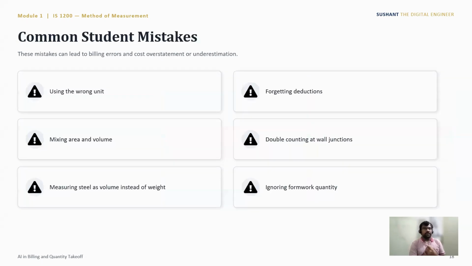Then common student mistakes. What mistakes do students make? Generally, they use the wrong unit. That's why you should learn units of measurement before learning any kind of course. The units are very important. Then forgetting deductions. While you are calculating everything, if you forget the deduction or do not apply the deduction rule properly, that will be a mistake.